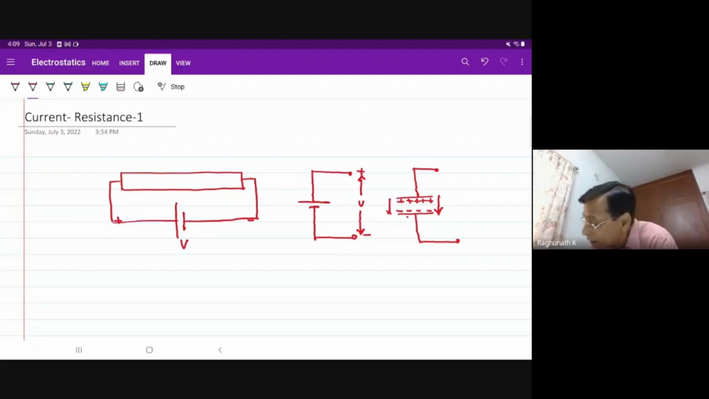When we connect a conductor between the terminals of this voltage source with plus and minus, whatever happens in a capacitor also will happen here. The electrons which are more on the negatively charged conductor will now flow. Positive charge will not flow. Only electrons will flow everywhere.